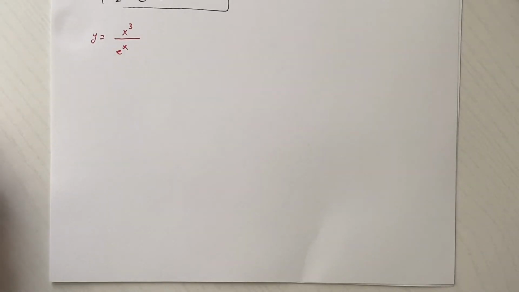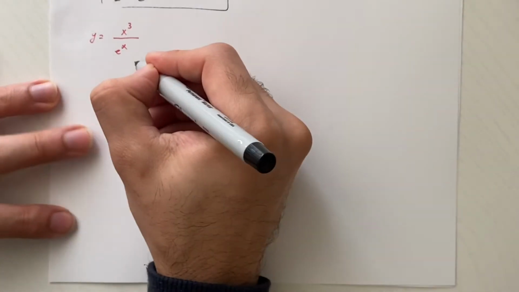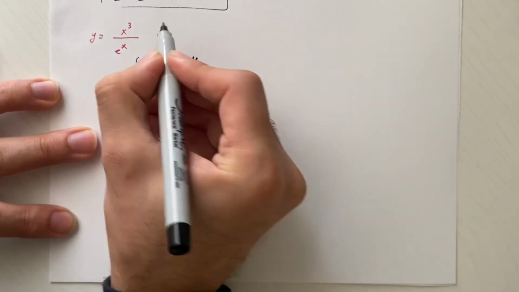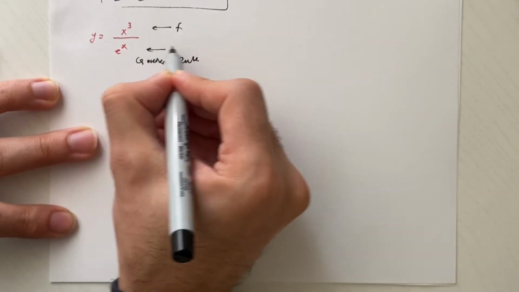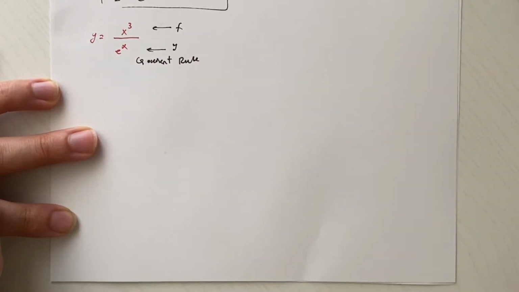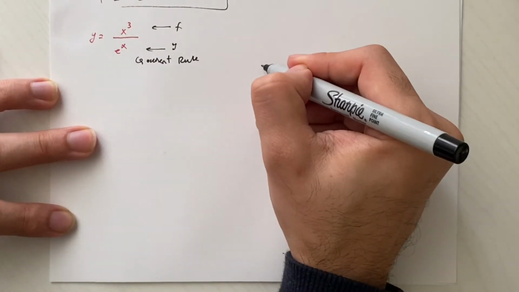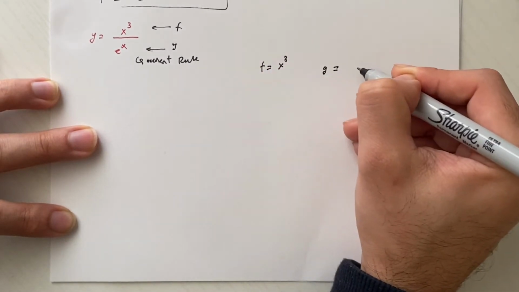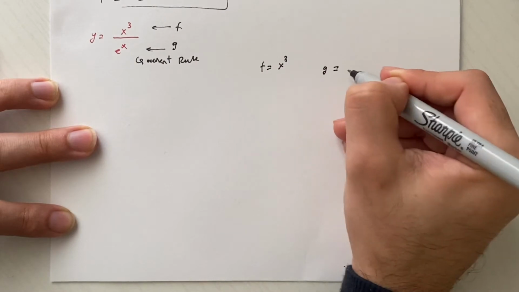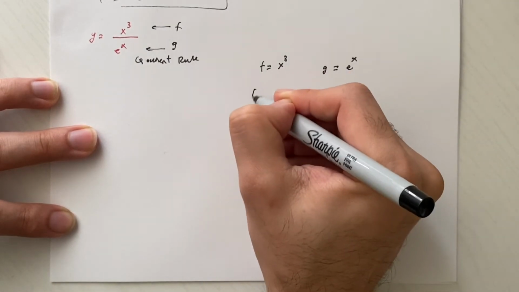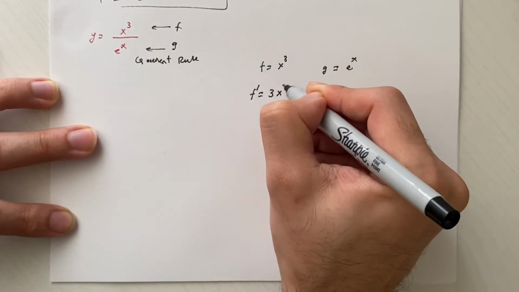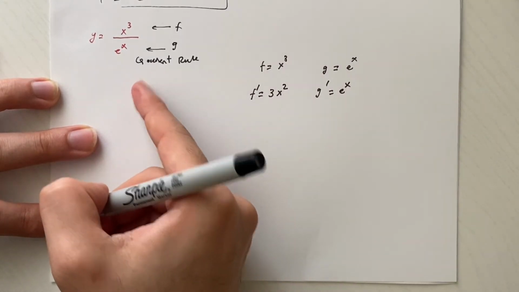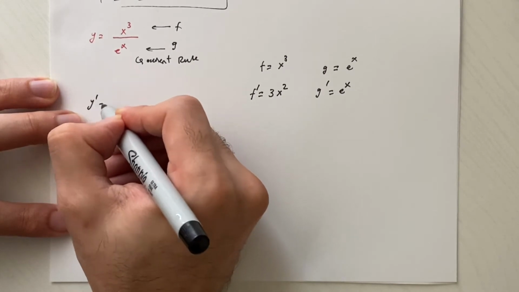Now we have this function, x cubed over e to the x. To differentiate this term, we're gonna use the quotient rule. Since this is a function divided by another function, I will assign the top function to f and the bottom function to g of x. So I'm gonna take the derivative now of both functions. And now after this, we are ready to use the quotient rule.